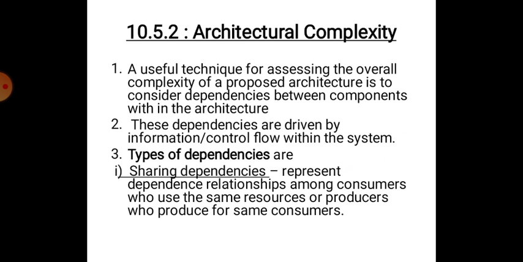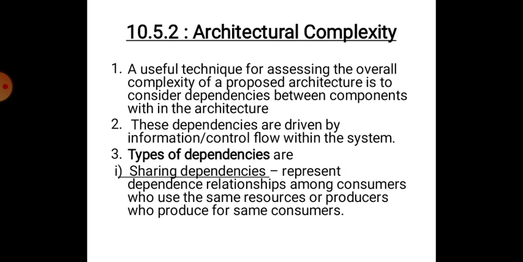Now we'll take up the next subtopic, architectural complexity. A useful technique for assessing the overall complexity of a proposed architecture is to consider dependencies between components within the architecture. So here we see and understand how two components are dependent on each other. And number two, these dependencies are driven by information and control flow within the system.